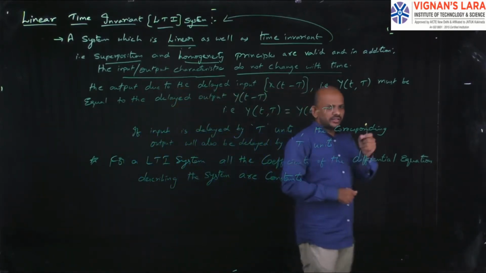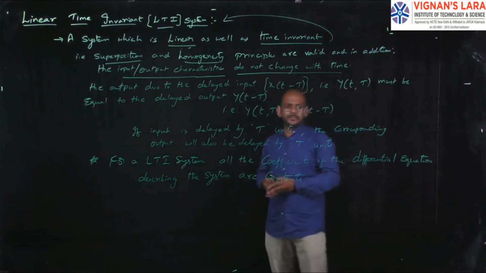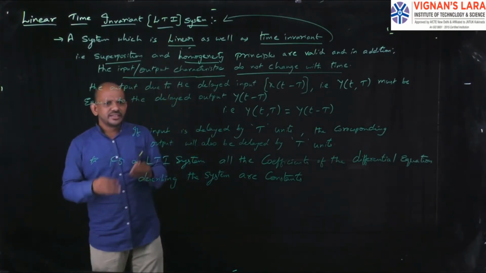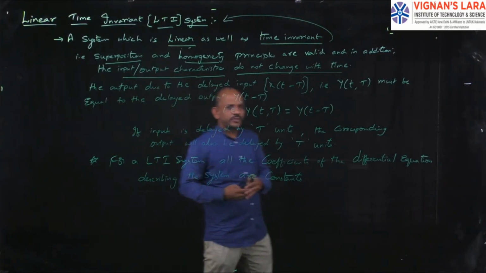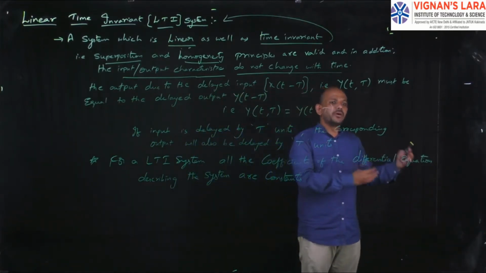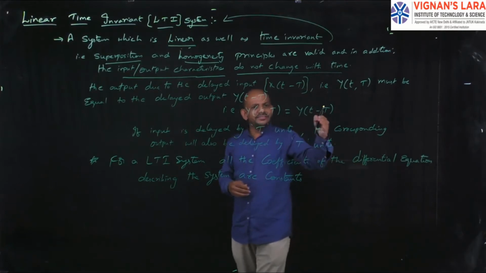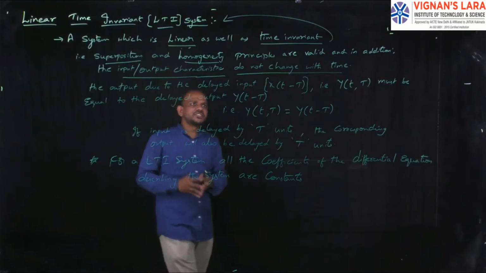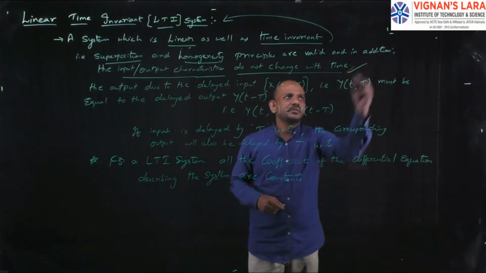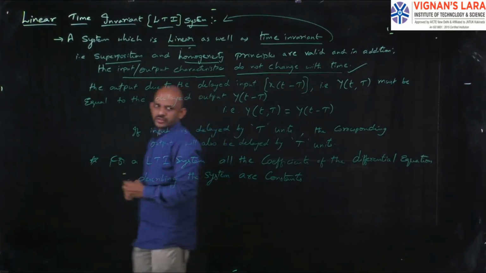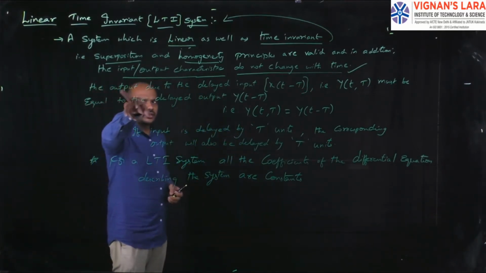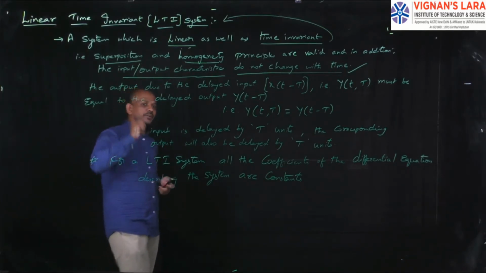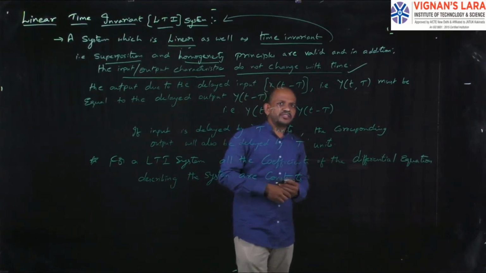Here, if there is a delay at the input by capital T seconds, that is, the input is delayed by some amount, and the output is also delayed by the same capital T seconds, then we can say that the input output characteristics do not change with time. Clear? See, here, the output due to the delayed input. The input is delayed by capital T seconds.